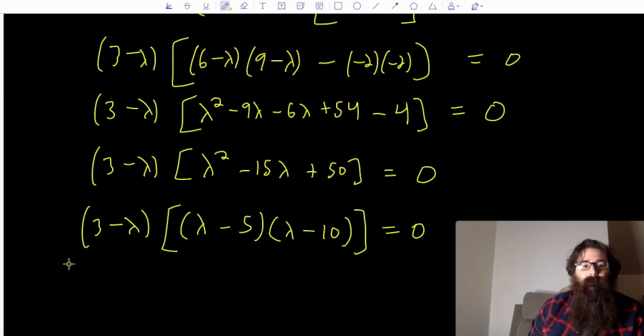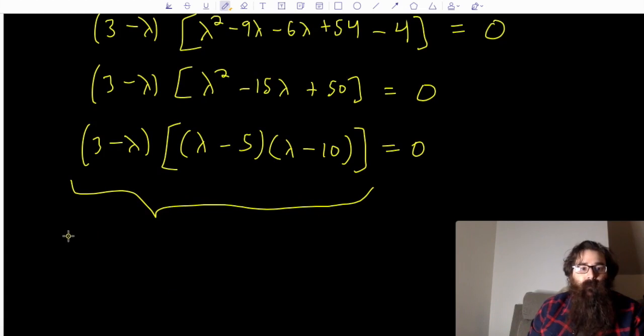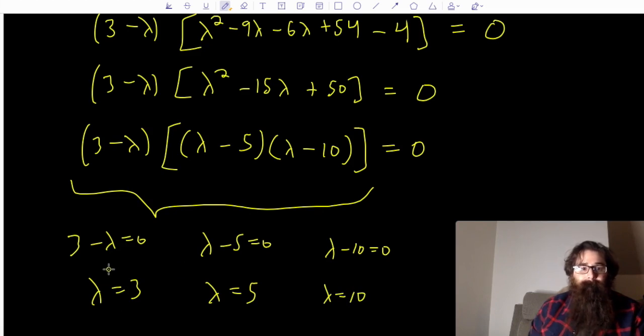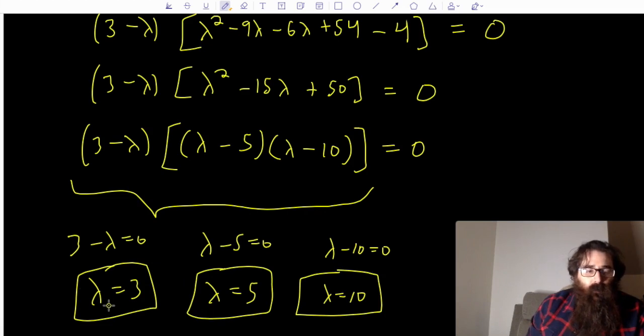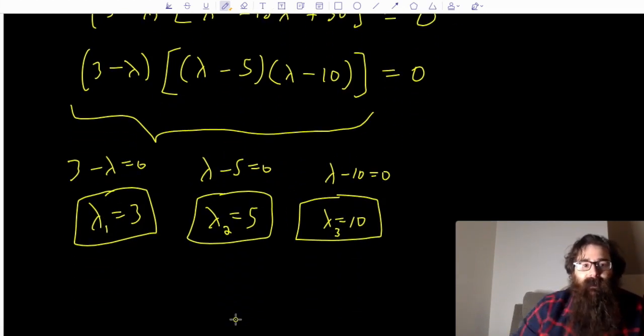And what's nice about this is that now I can actually pick out the eigenvalues. So 3 minus lambda could be 0, lambda minus 5 could be 0, and lambda minus 10 could be 0. It means lambda would be 3. If I just add lambda over, lambda is positive 3. If I add the 5 over, lambda is 5, and here lambda is 10. So these are my eigenvalues. I like to nickname these lambda sub 1, lambda sub 2, lambda sub 3, like this. But these are my eigenvalues.